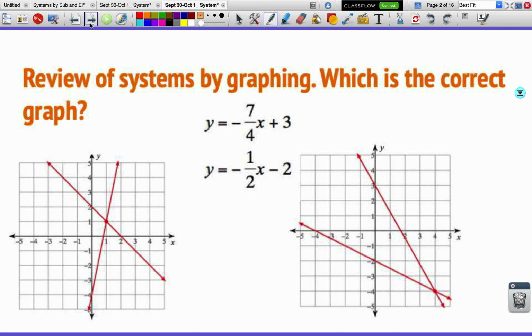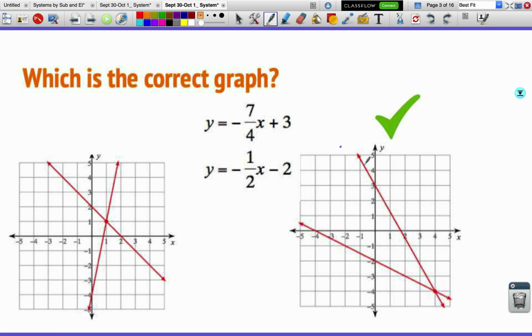Just tell me which do you think is the correct graph for this system right here. All right, I'll embed a question for you to pick. Correct answer. It's the one on the right. So if this is the correct graph, then the correct solution to the system is the point where they intersect. Right there, we can express it as an ordered pair, 4 comma negative 4, or we can say specifically x equals 4, y equals negative 4.